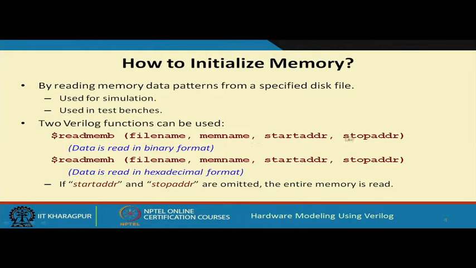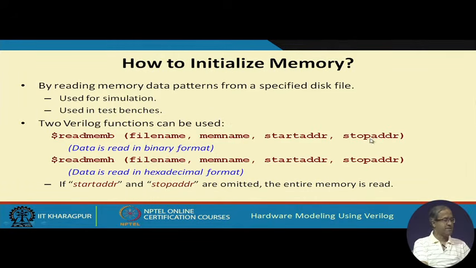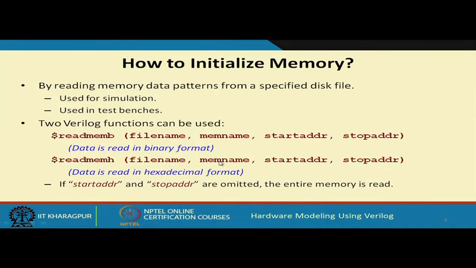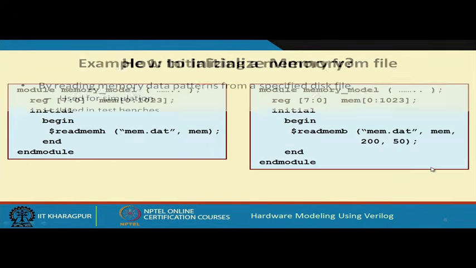So, you see there are 4 parameters. The first one is the name of the file from which you have to read, then the name of the memory array where you want to store, and the start address and stop address. They indicate that you may not want to initialize the whole memory, maybe only a part of it. So, the starting and the ending address you can specify as the third and fourth arguments. Now, if you omit the third and fourth arguments, then the entire memory will be read.